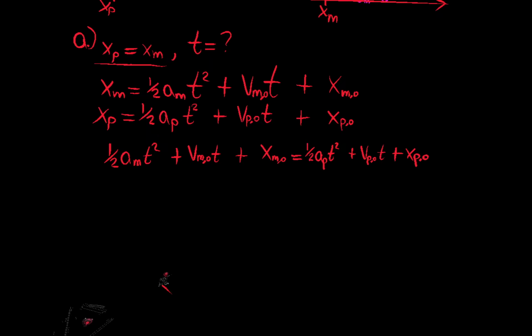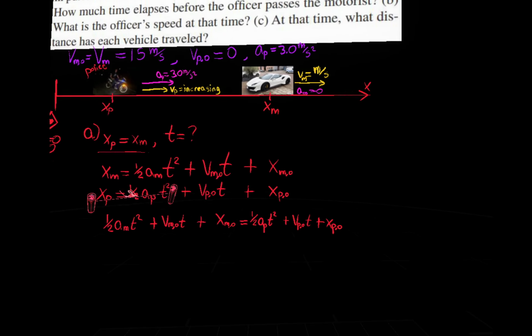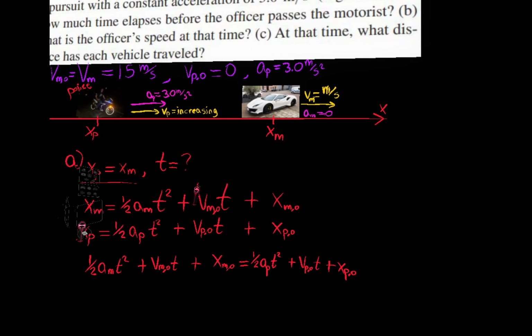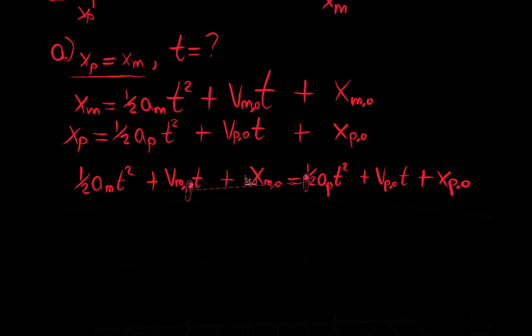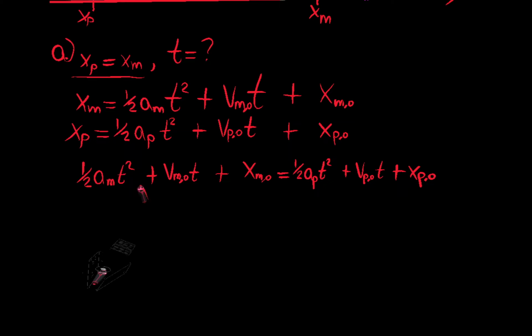What is the acceleration of the motorist? You remember? Let's go back up. Acceleration of the motorist: 0. So in our equation down here that we have going, if this is 0, then this whole term is 0. Okay, there we go.